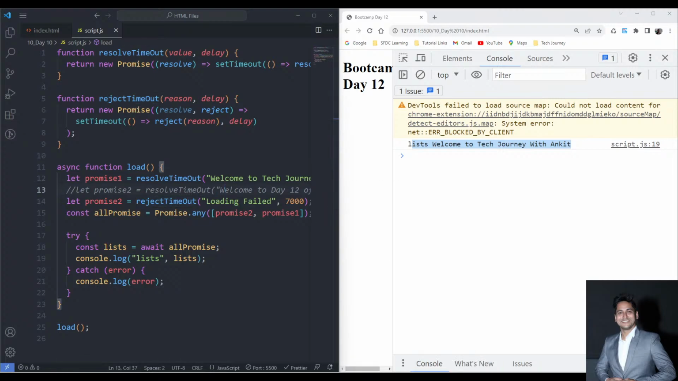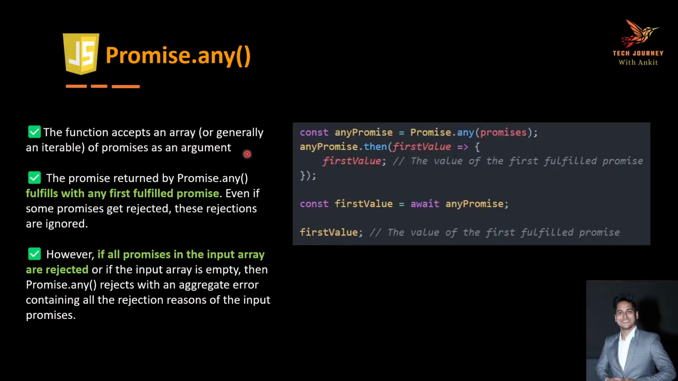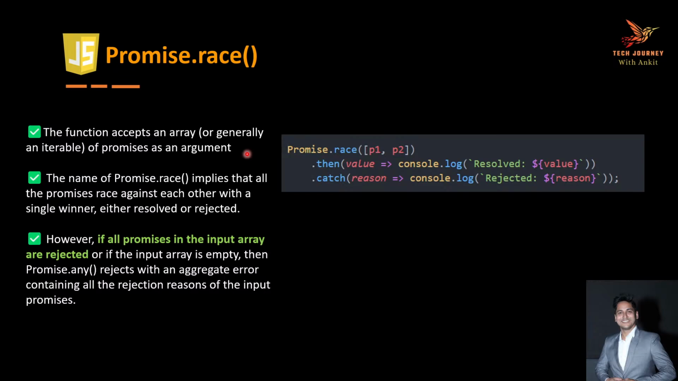Coming towards another method with the promise. So we understood Promise.all, we understood Promise.any. Now the next method that we have is Promise.race. The way Promise.race works is that all the promises race against each other. All the different promises in the array race with each other, and whichever is first resolved or first rejected will be your output.